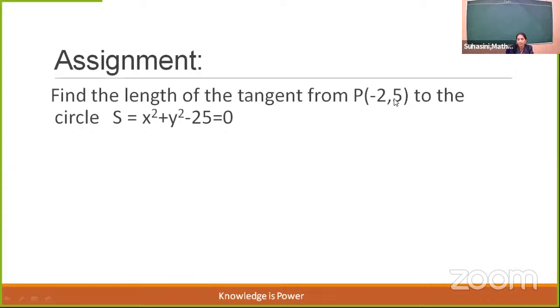What is y1? 5. We have to square: 2 square and 5 square, 4 plus 25, root 29. Root 29 minus 25, root 4. What is root 4, children? 2. So the length of the tangent from P to the circle is 2. So some questions you need to solve orally also, so that your mental calculation skills will improve.